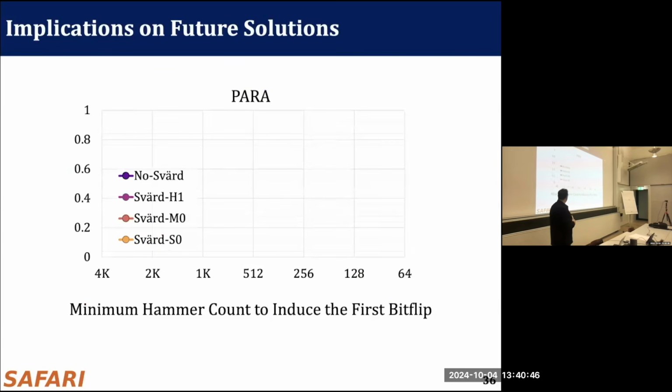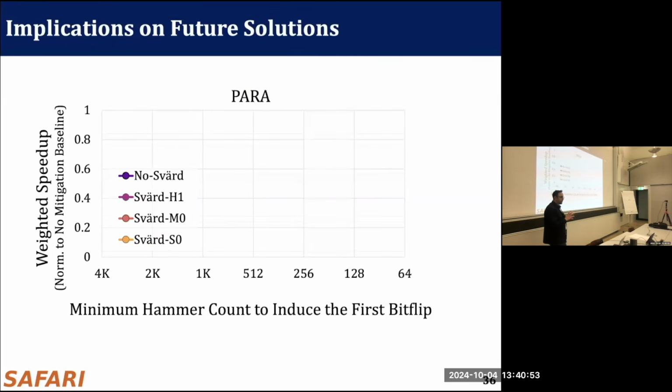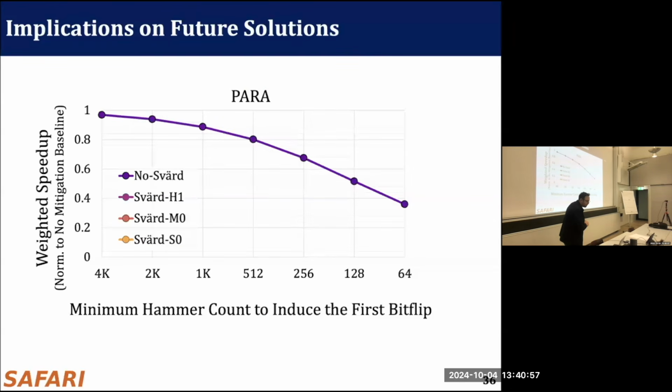Okay, so on the x-axis, we look at the minimum hammer count to induce the first bit flip. And on the y-axis, we look at the system throughput by using a metric called weighted speedup. And this is how PARA looks when you do not implement anything. So purple is no Svärd, right? So we don't have Svärd here. As we reduce the RowHammer threshold, this is the minimum number in the bank that you can find, PARA reduces system performance quite significantly.